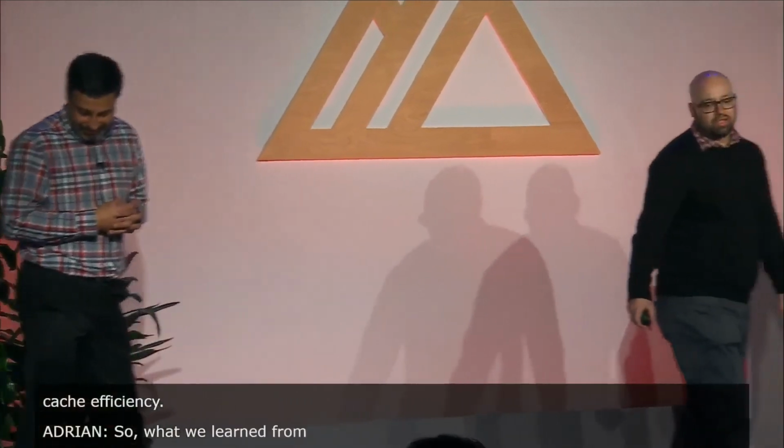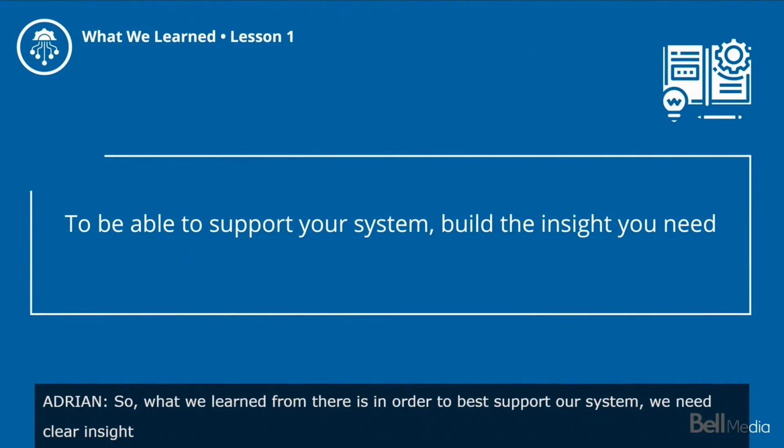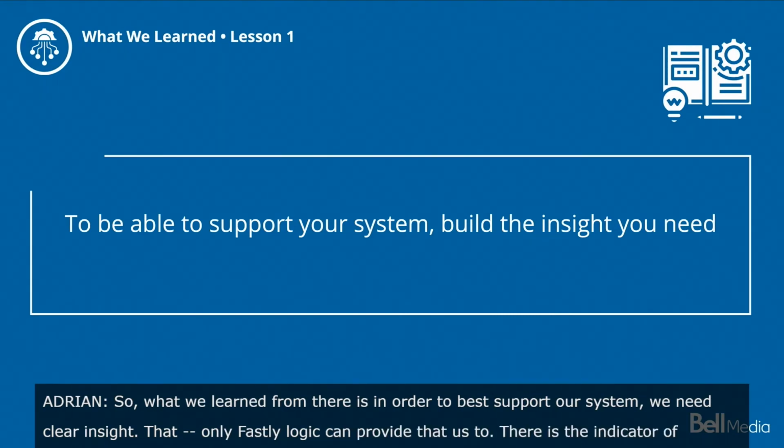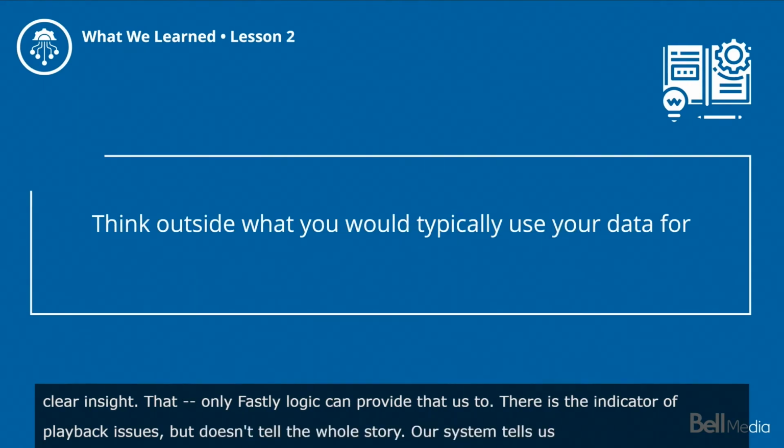So what we learned from this is that in order to best support our system, we need clear insight. Only Fastly logs can provide that to us. QoS from the player is a good indication of playback issues, but does not tell the whole story. Our solution tells us the health of our portion of the video playback system.